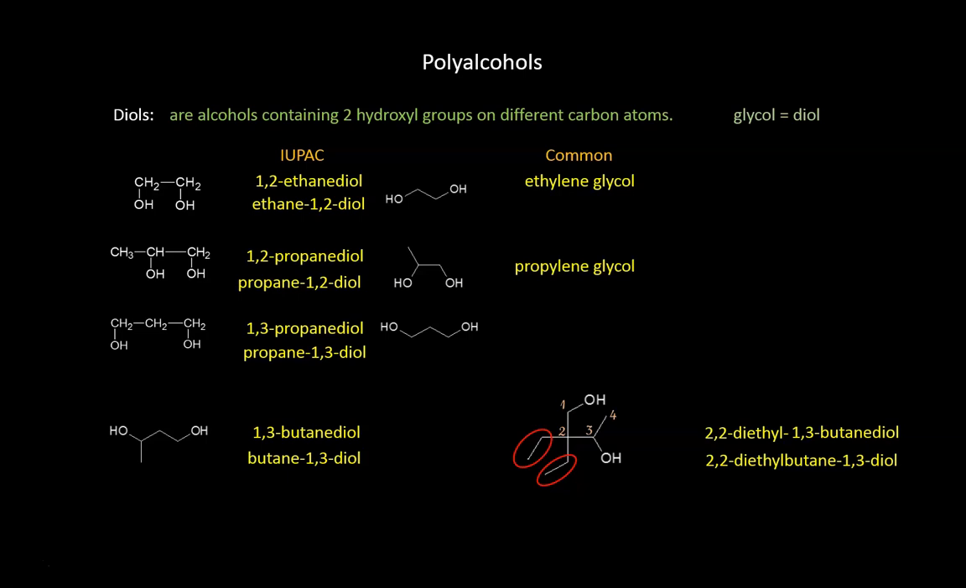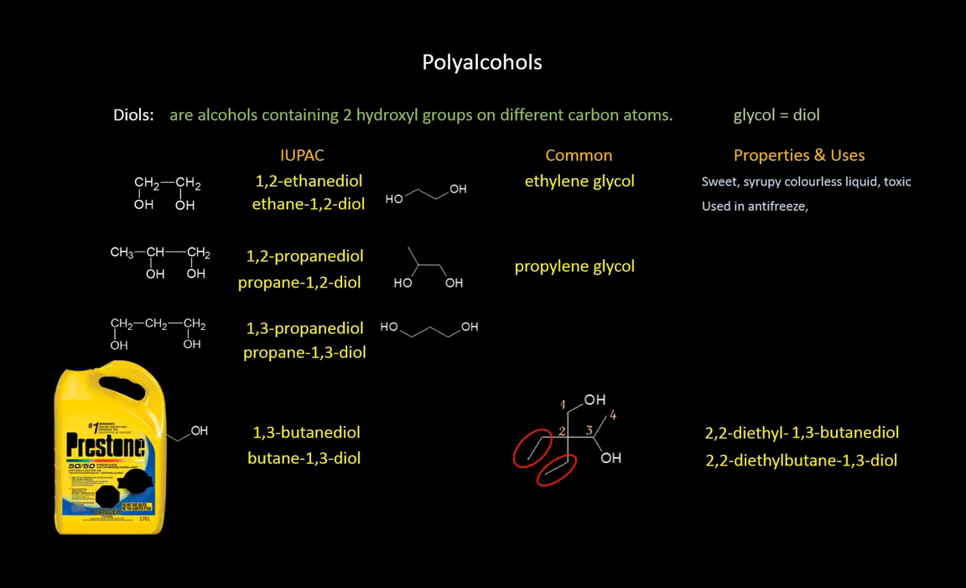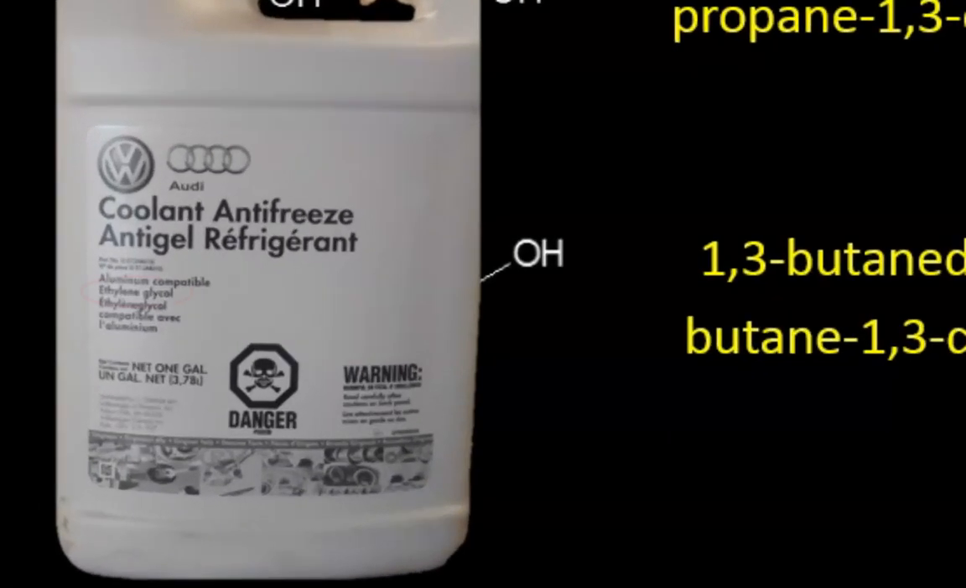Now, I want to spend a little time on properties and uses for the first 2 glycols because they are very pervasive and important in our society. Ethylene glycol is a sweet, syrupy, colorless liquid, but it is toxic. Its main use, by far, is as a component in antifreeze. Here's a typical container of antifreeze, and here is one which actually shows ethylene glycol on the front.